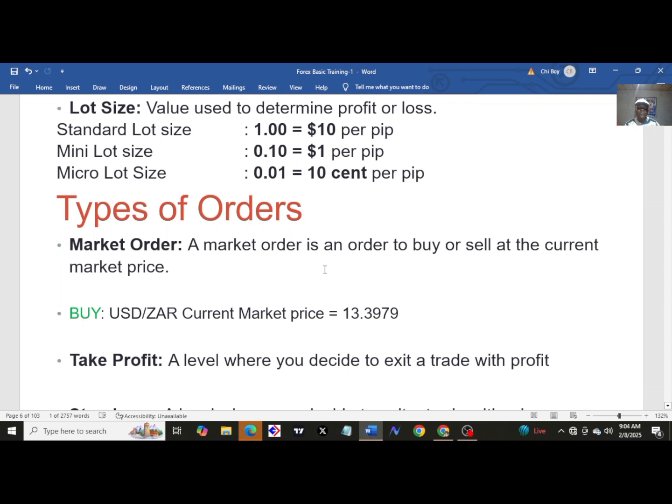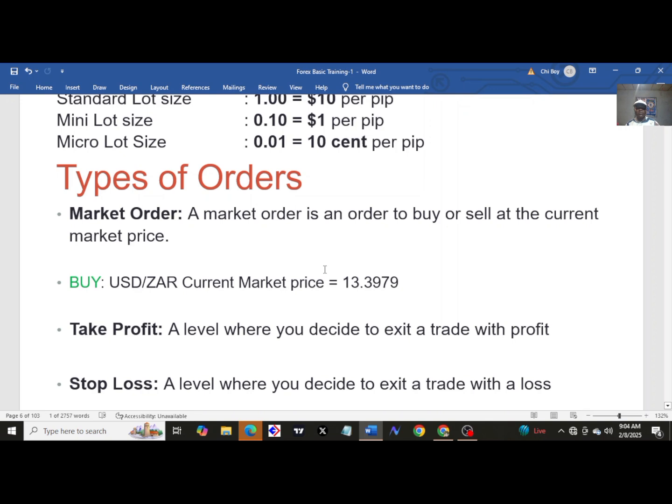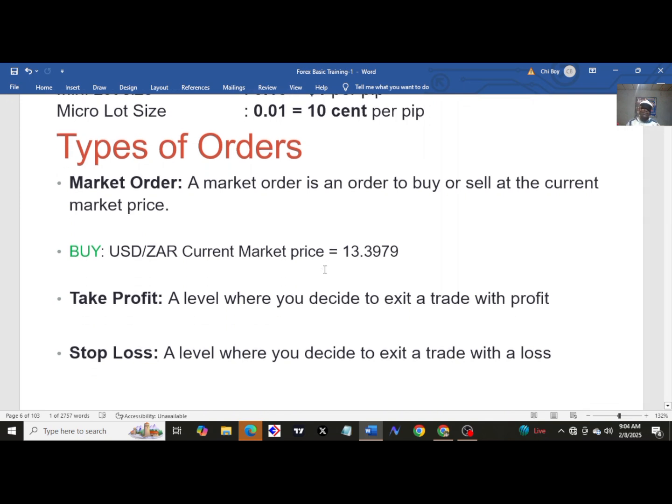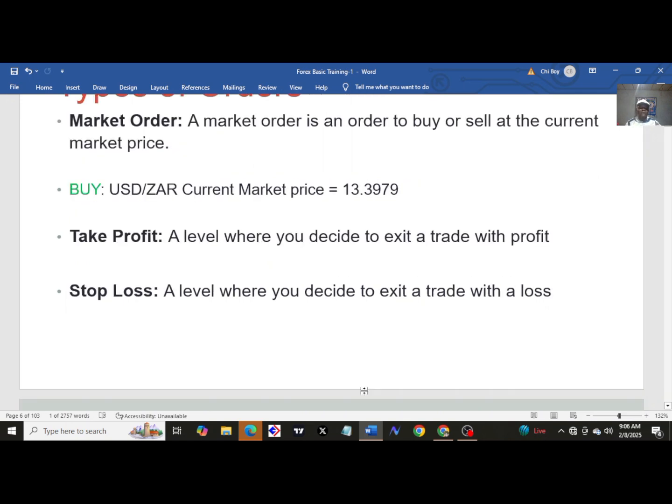So we have type of orders. Type of orders is still under market terminologies. A market order is an order to buy or sell at the current market price. Yes, market order is the order to either buy or sell at the current market price.